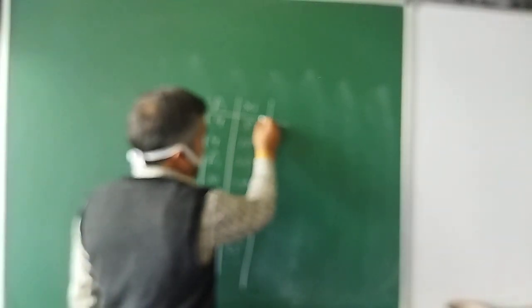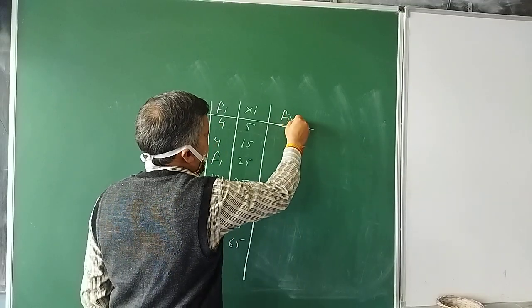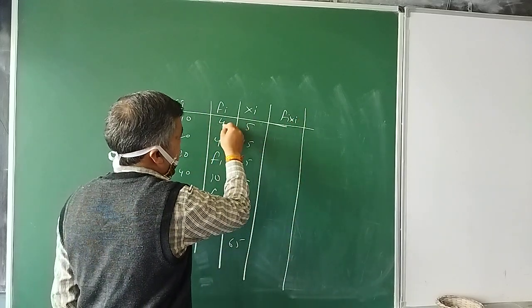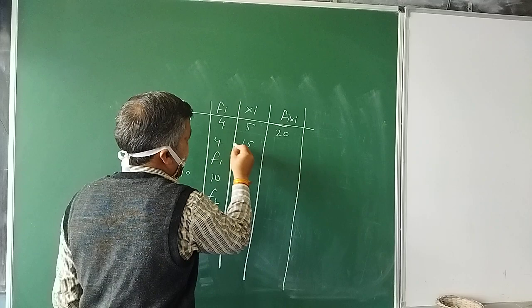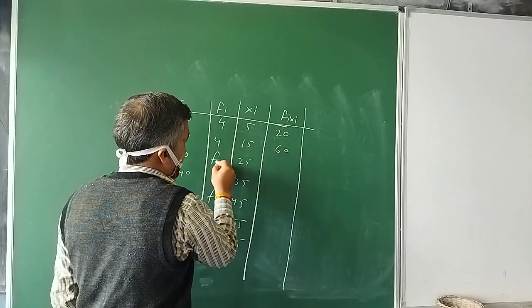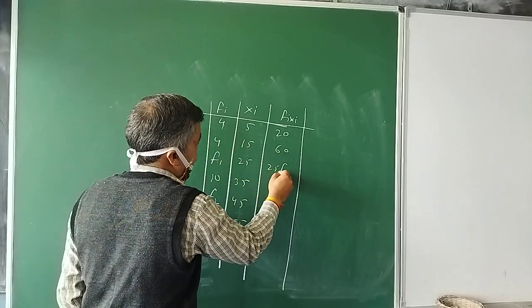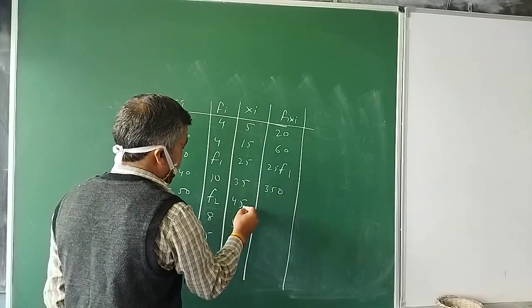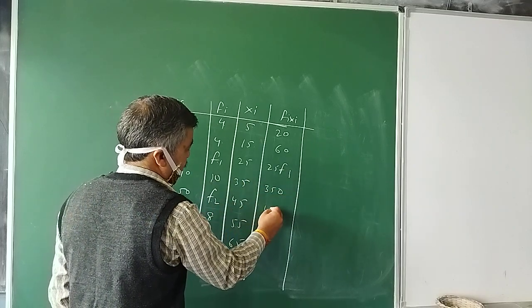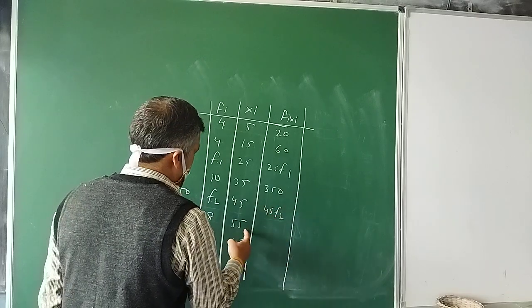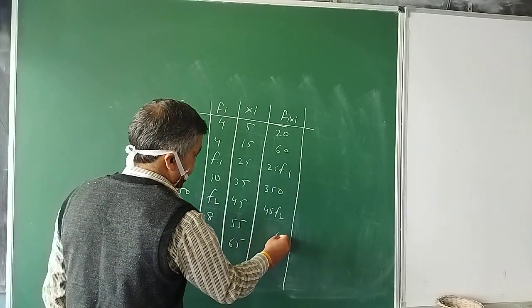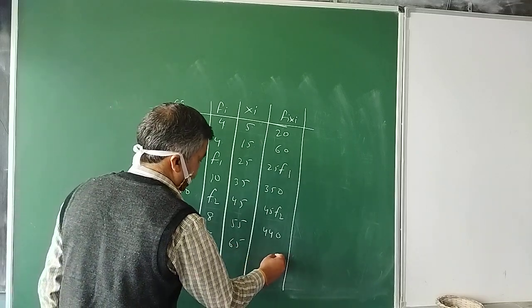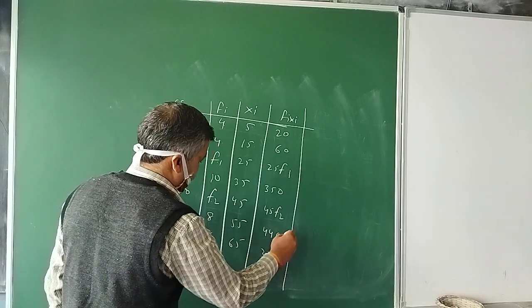Again you need to go for the fourth column, that is the product of fi into xi. 5 fours are 20, 15 fours are 60, 25 into F1 is 25 F1, 35 into 10 will give you 350, 45 into F2 you will get 45 F2, 55 into 8 is 440, and 65 into 5 is 325.